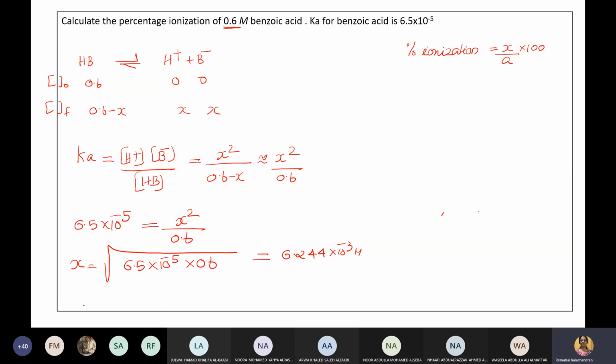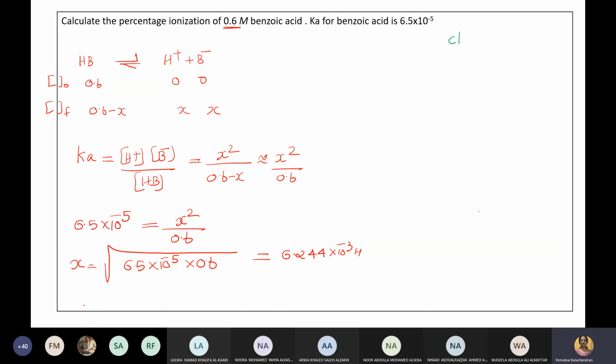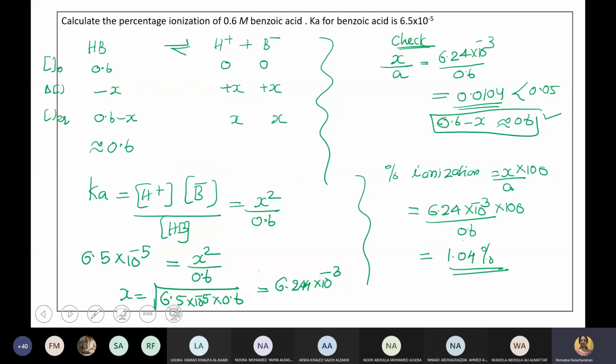Okay, what is the next step? Checking. We need to check it, no? How do we check it? We check x over A. What's the value of x? 6.24 times 10 to the power minus 3, over 0.6, correct?